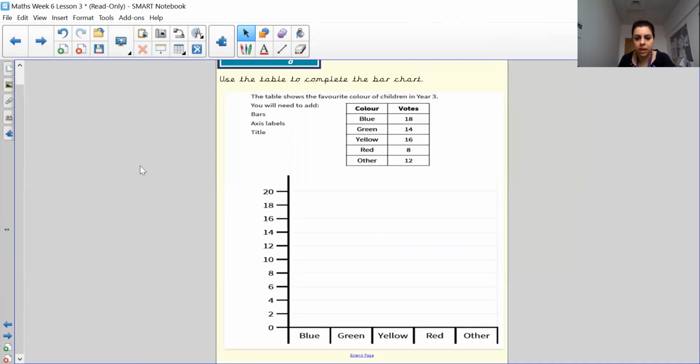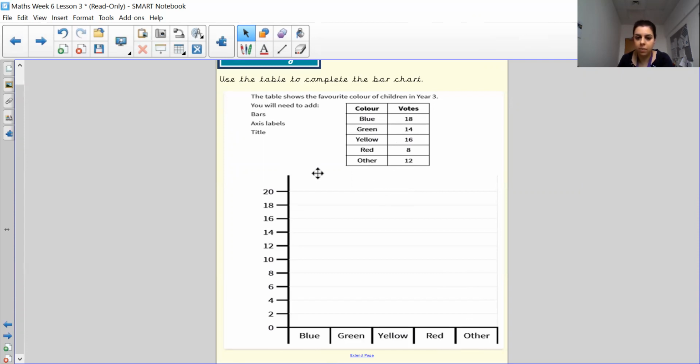Use the table to complete the bar chart. So I've got my table here and it says colour and votes. Let's say it's going to be favourite colour. Blue, 18, green, 14, yellow, 16, red, 8, and other was 12. You will need to add the bars, the axes labels, and the title.